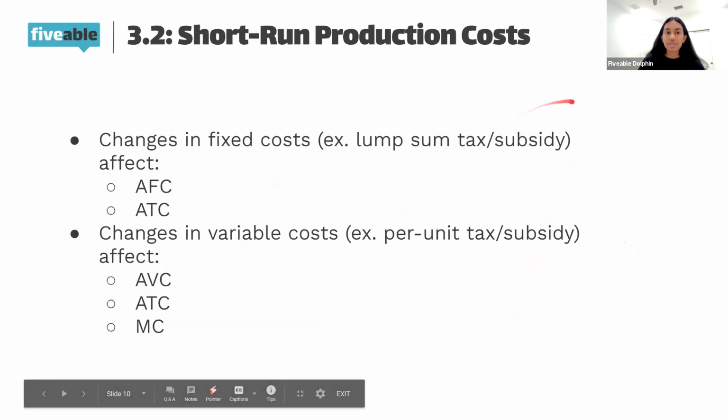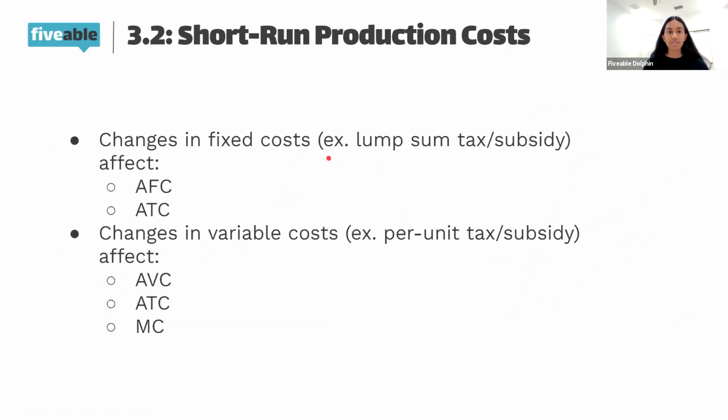And changes in fixed costs and variable costs can affect different things. So changes in fixed costs affect AFC and ATC because, of course, AFC involves fixed costs and ATC involves fixed costs as well, because ATC is AFC plus AVC. And fixed costs could be a thing like a lump sum tax or subsidy. So that adds on a certain amount that you have to pay.